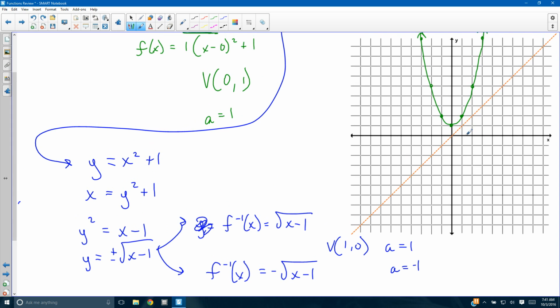So we start at (1, 0). For the positive one, if I go over 1, I'll go up the square root of 1. Over 4, up the square root of 4. And over 9, up the square root of 9, right there.